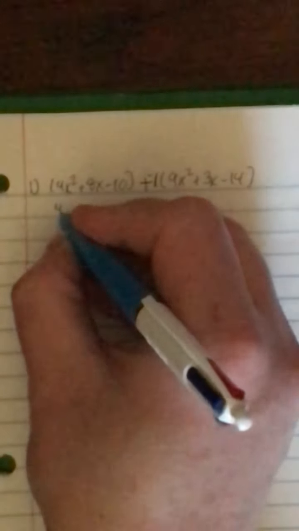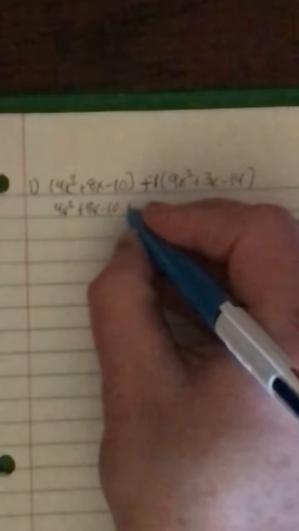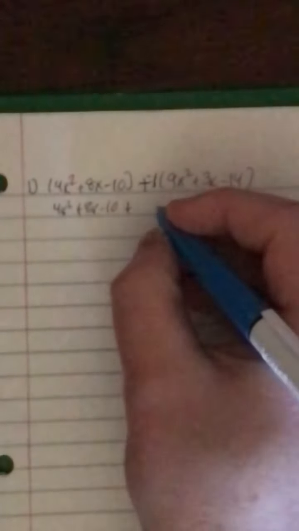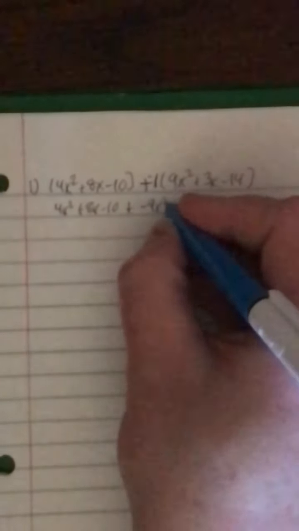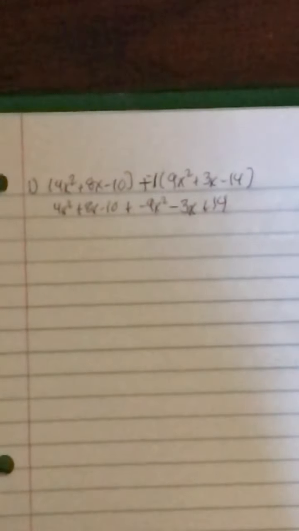So this is still 4x squared plus 8x minus 10. Now we got this plus. Now what's -1 times 9x squared? Negative 9x squared. -1 times 3x, that's -3x. -1 times -14, that's +14. So the other problem that I'm seeing is you guys like terms. Like terms means that they have the same variable to the same power. You know that, okay? We've talked about that over and over this year.